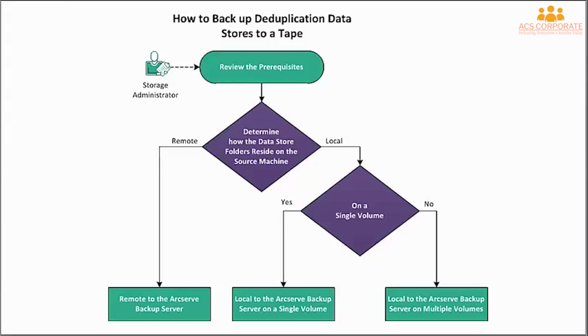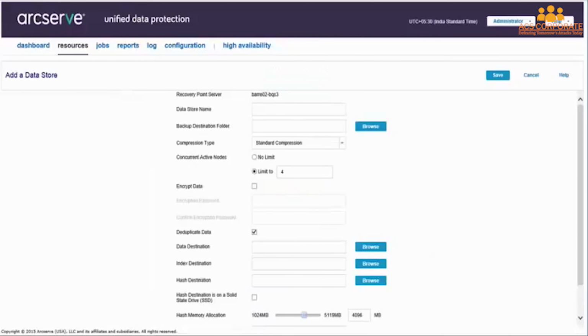But first, there are a few prerequisites to verify before you begin the backup process. First, in ArcServe UDP, you'll need to select all of the following deduplication data store folders for the backup process from the Resources tab: Backup Destination, Data Destination, Index Destination, and Hash Destination. In order to ensure data consistency across all four of these folders, you must select the folder location on the same host. And finally, because ArcServe UDP needs to integrate with ArcServe Backup, you'll need to make sure that you have a valid ArcServe Backup Open File Agent license.